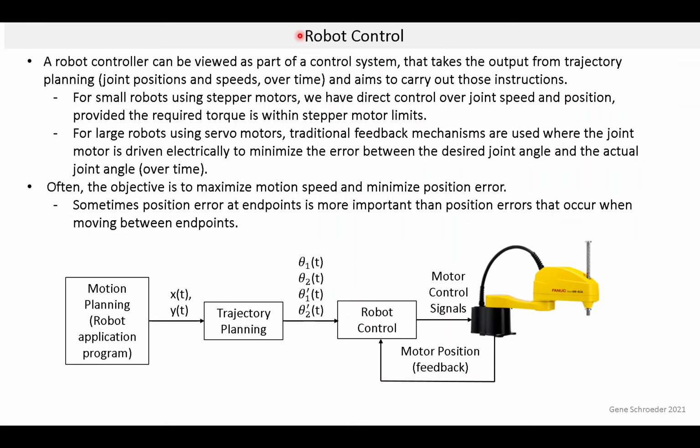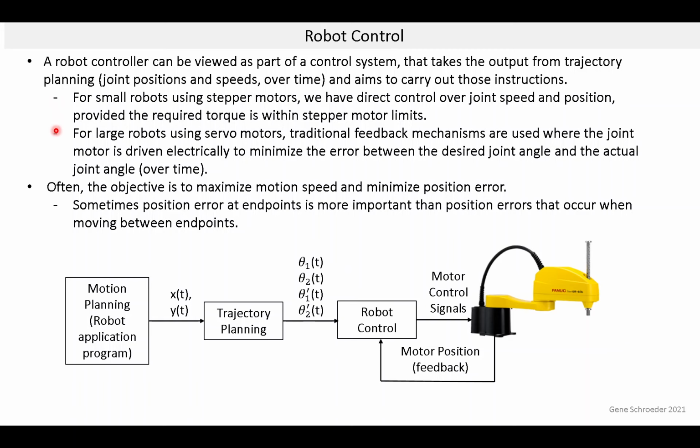So the last topic in this lesson is robot control. A robot controller can be viewed as part of a control system that takes the output from trajectory planning, which is joint positions and speeds over time, and aims to carry out those instructions. For small robots with stepper motors, we have direct control over the joint speed and position. Of course, the motor torque required to move the robot as commanded must be within the stepper motor capabilities.